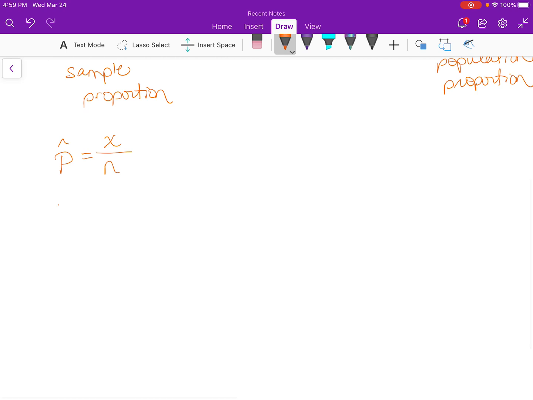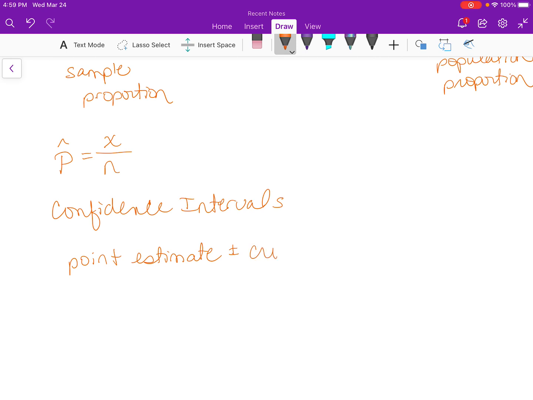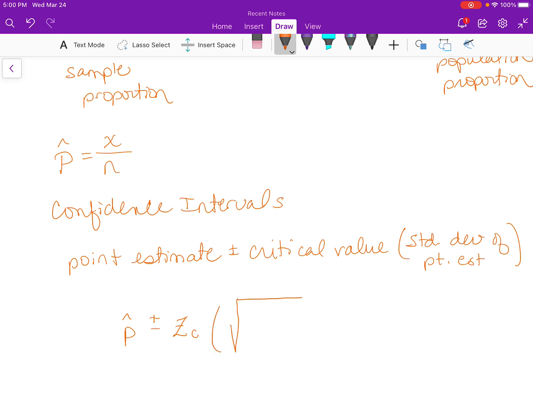And if we look at the confidence interval formula, being the point estimate plus or minus the critical value times the standard deviation of the point estimate. So I keep going back to that same generic formula. What that would look like for proportions is P hat plus or minus. These will always be Z critical values. And then the standard deviation for P hat is the square root of P hat times Q hat over N.